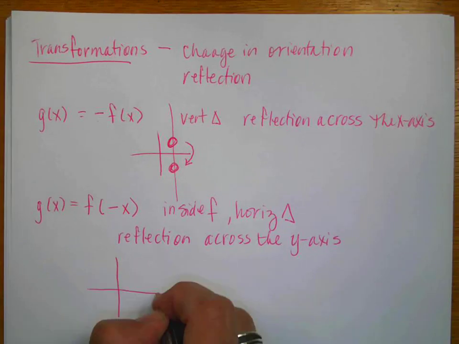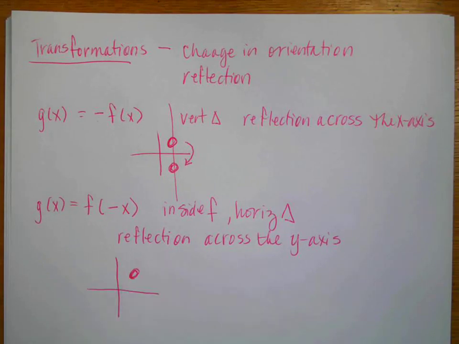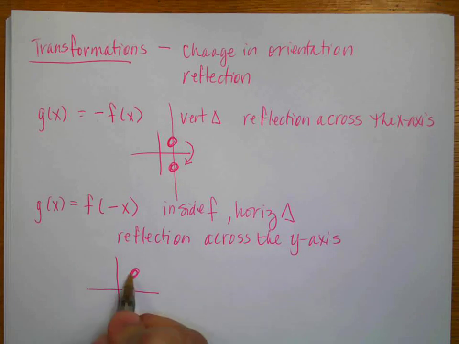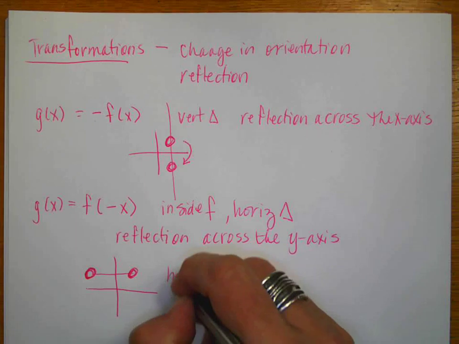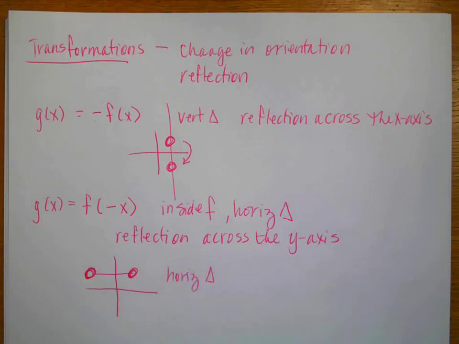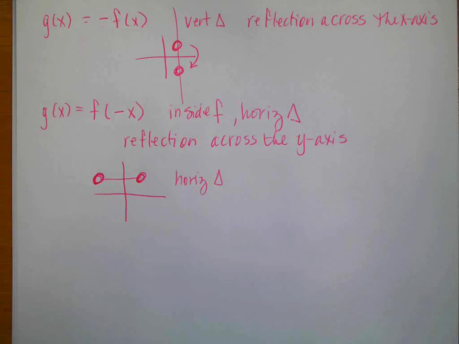And if I stick with my same little example, if I start with something here and I reflect it across the y-axis, it's going to go over there, and this is the horizontal change. So that's how I remember these. I remember that if something is outside the function, it's a vertical change. If something is inside the function, it is a horizontal change.